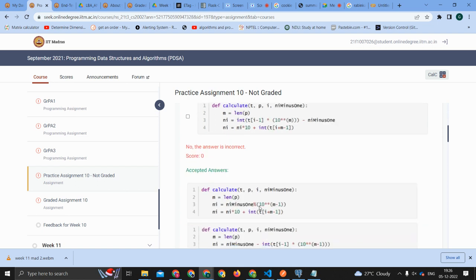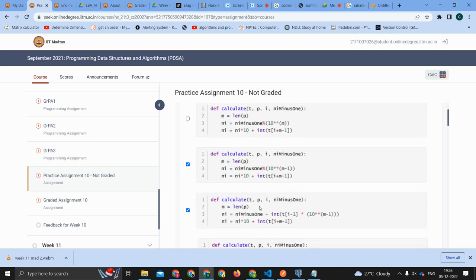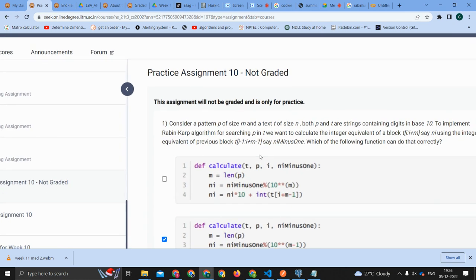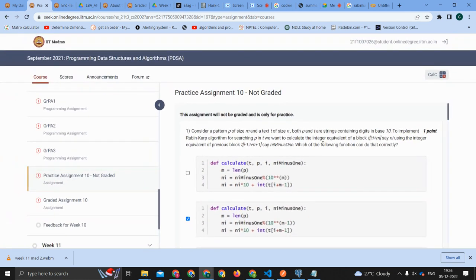So these two are the correct options. But let's check it once again. To implement the Rabin-Karp algorithm for searching P in T, we want to calculate the integer equivalent of the block from i to i plus m. So m is the size of the pattern, using the integer equivalent.